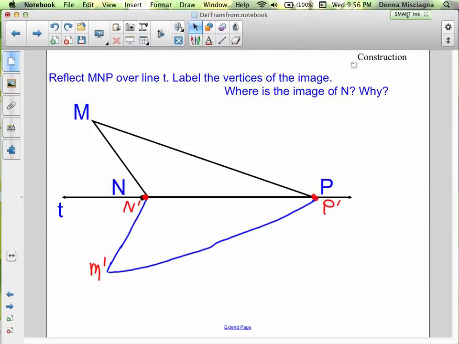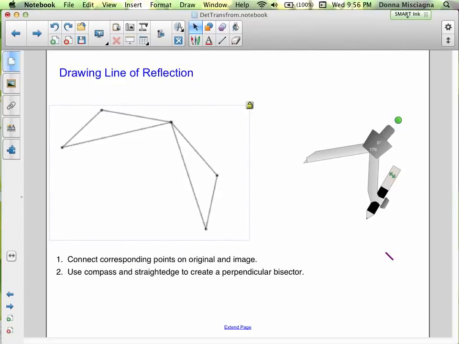We're going to look at one more thing, and you have one example in your notes, and for this you're going to need a compass. We're actually going to draw a line of reflection, and this time we're not going to eyeball it like we did when we were graphing our reflections. We're going to get the exact line of reflection using a construction. Remember that our line of reflection is a perpendicular bisector of a segment connecting corresponding points on the pre-image and the image. So all we have to do is a perpendicular bisector construction.